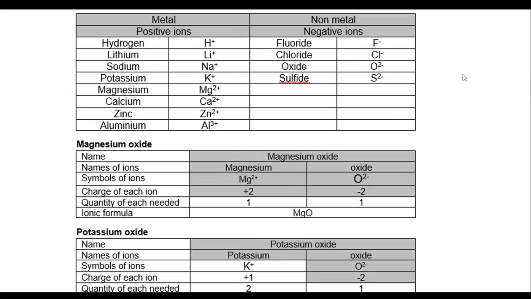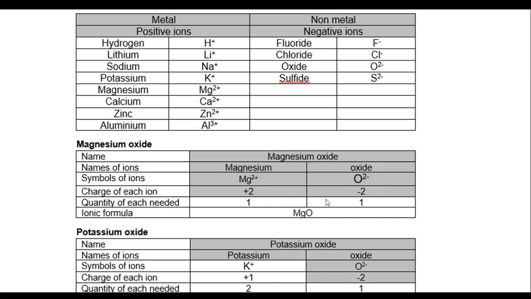So here are the answers. You can see that I've filled in all the gaps. So for magnesium oxide, we have magnesium and oxide as our ions. The symbols of the ions, Mg2+, which means the charge of the magnesium ion is +2. The oxide ion, the symbol is O2-, which means that the charge of the oxide ion is 2-, which means that we only need one of each to make the charges balance.